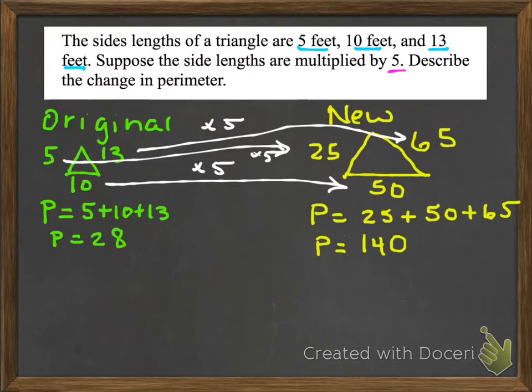Now here's the part where you're going to have to justify. The way that you're going to justify it is by saying, okay, since the dimensions were multiplied by 5, then that means the perimeter should be multiplied by 5. So we're going to go ahead and do the multiplication. 28 times 5 is in fact 140. So now we're going to go on to our next page so that we can write down the explanation.